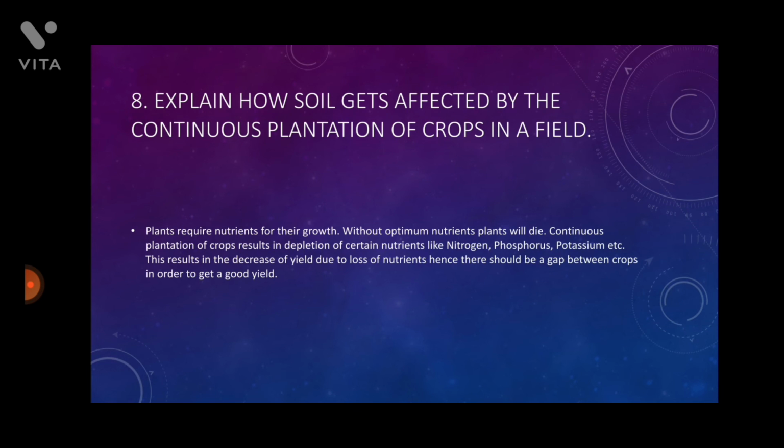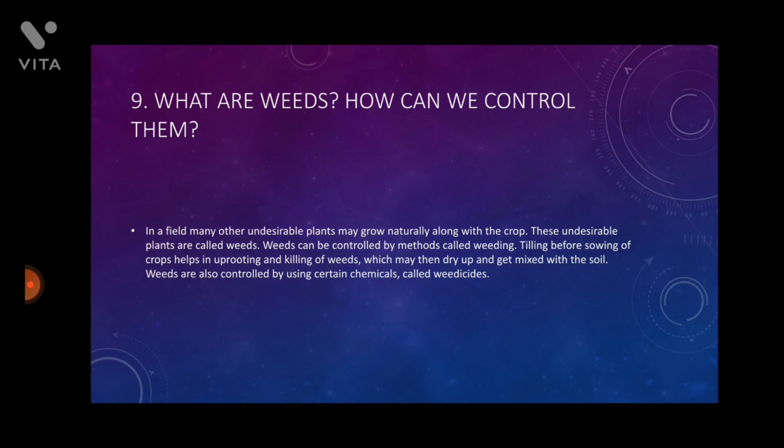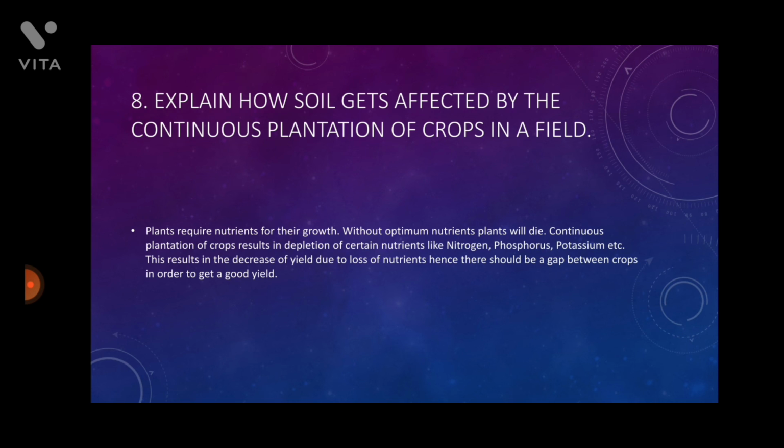Eighth, explain how the soil gets affected by continuous plantation of crops in a field. Plants require nutrients for their growth. Without optimum nutrients, plants will die. Continuous plantation of crops results in depletion of certain nutrients like nitrogen, phosphorus, potassium, etc. This results in decrease of yield due to loss of nutrients. Hence, there should be a gap between crops in order to get a good yield.